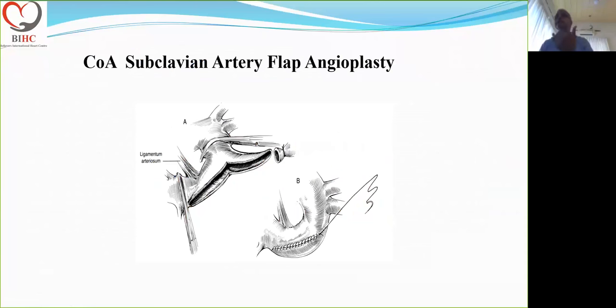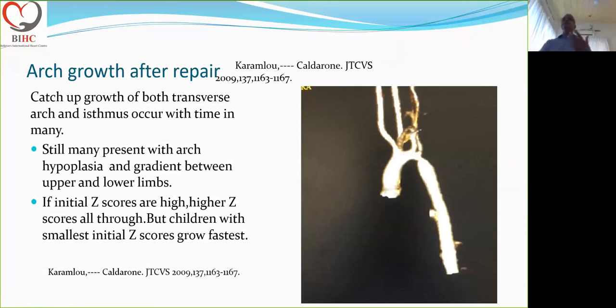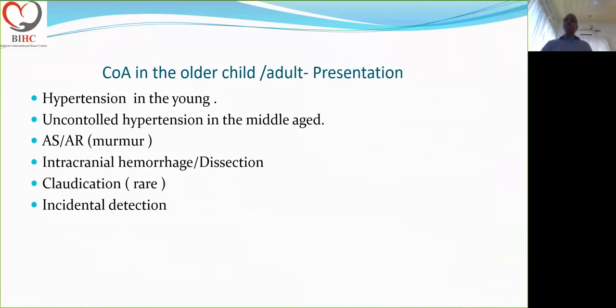Sometimes, after doing an extended end-to-end anastomosis, the arch still is small, the anastomotic segment is still small, so the surgeon uses the subclavian artery. He sacrifices the subclavian artery, transects it, lets the distal end go, ties it off, and the proximal end is used to enlarge the arch. With all these techniques, usually the results are excellent, and the arch, which was small, tends to grow with time. This is all for the neonate or the young infant.